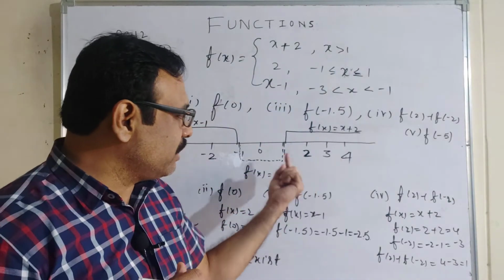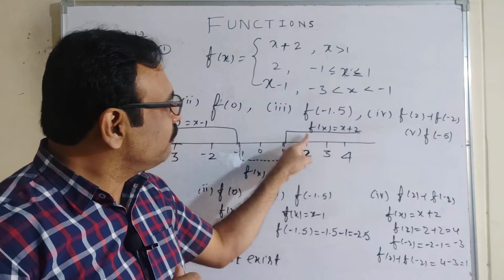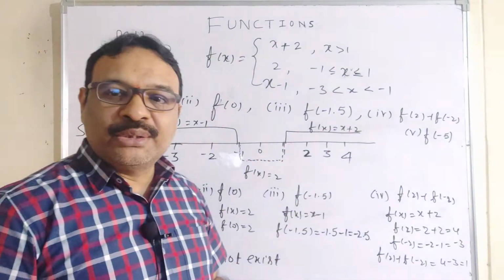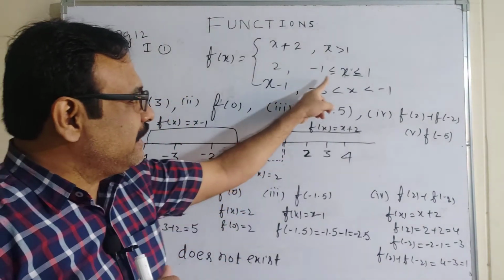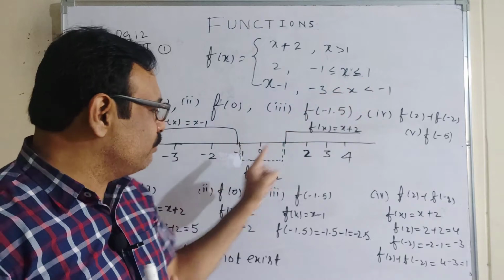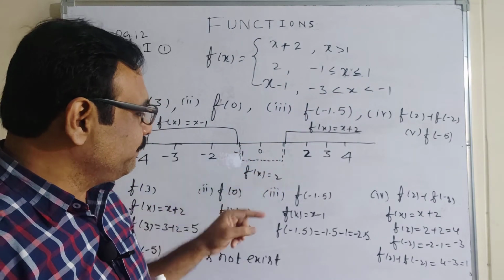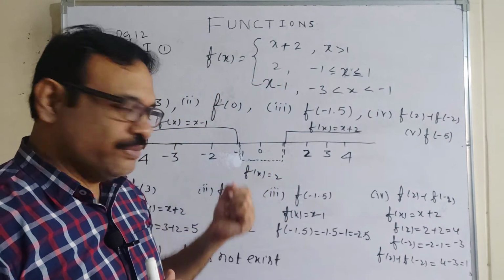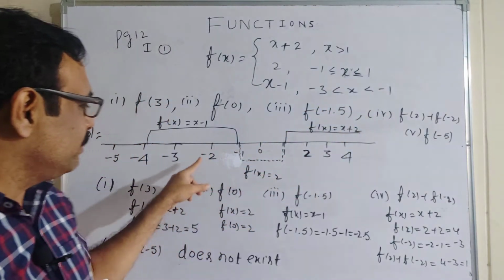x is greater than 1. Now 1 onwards, 2, 3, 4. On top of that, what does the function definition say? f of x is equal to x plus 2. Similarly, you are taking x lying between minus 1 to 1. I have taken one graph over minus 1 to 1. That means one picture. Now, what is the f of x value? That is 2.